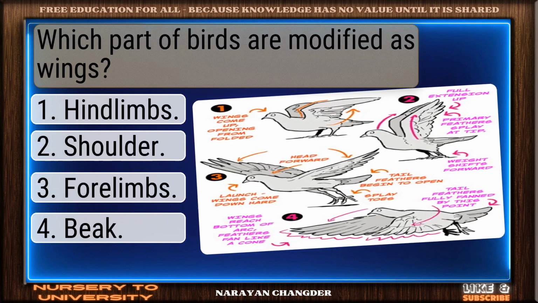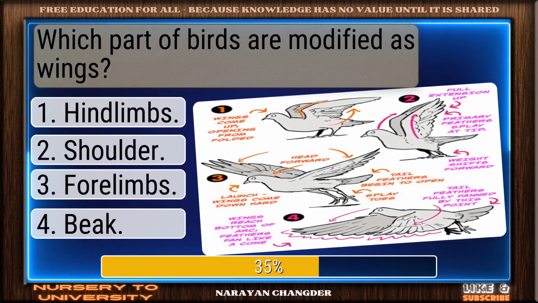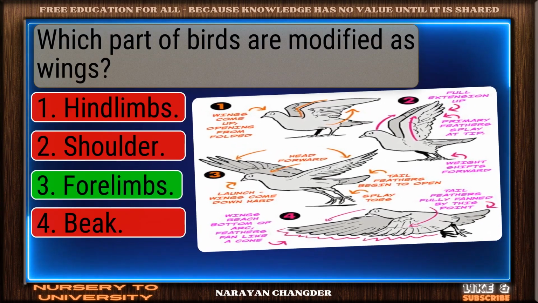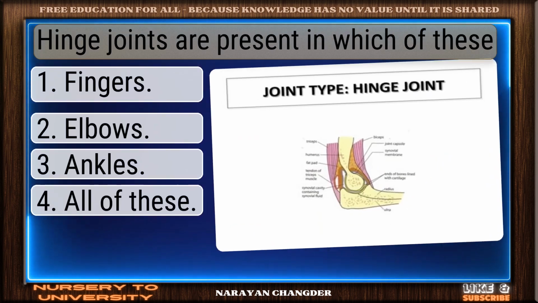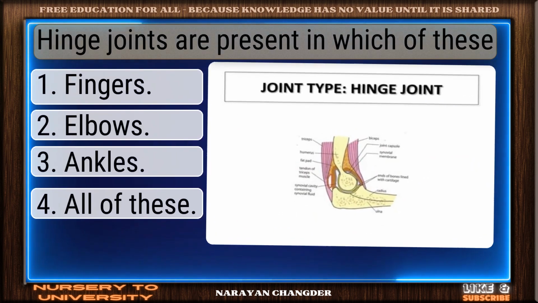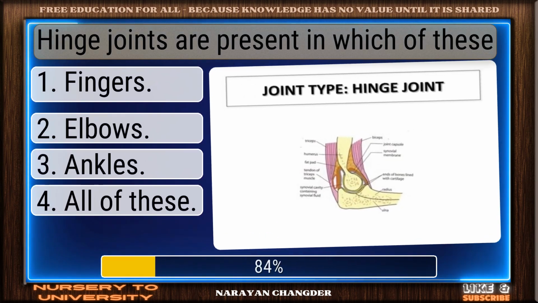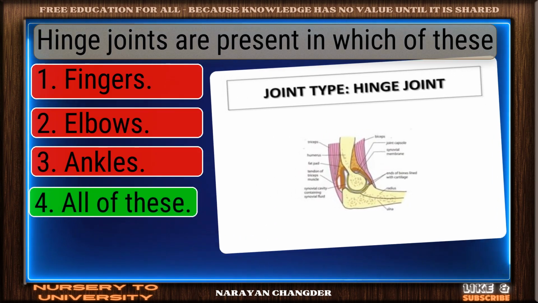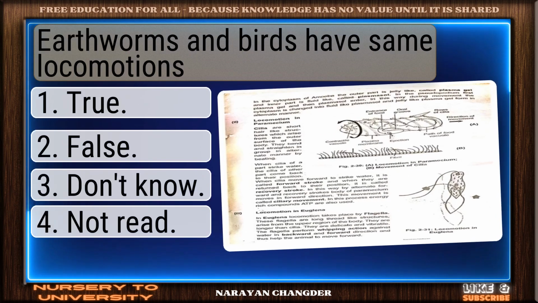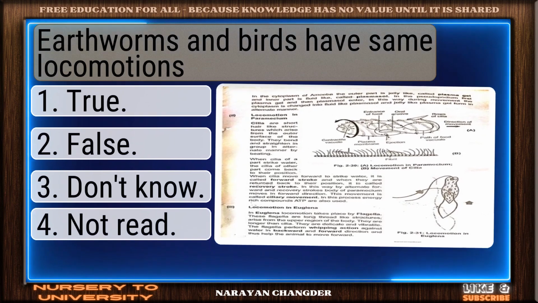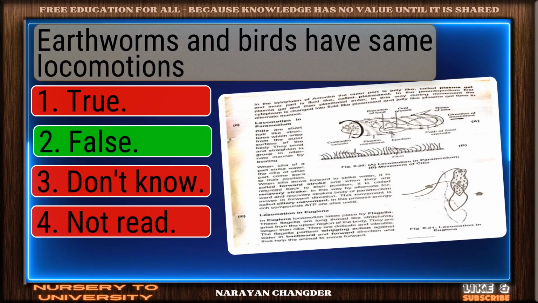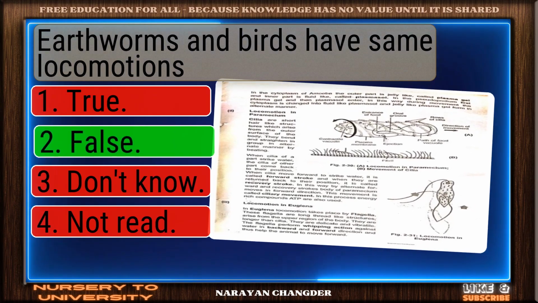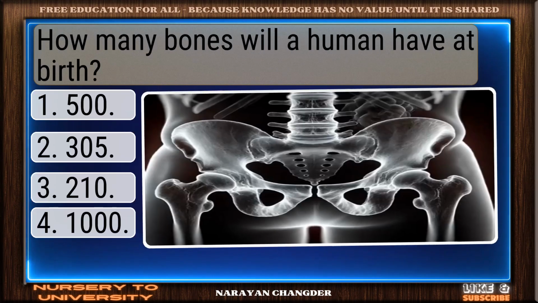Which part of birds are modified as wings? Excellent. Forelimbs is a brilliant choice. Hinge joints are present in which of these? You chose all of these, and it is correct. Earthworms and birds have same locomotions. Correct response. False is the most accurate answer.